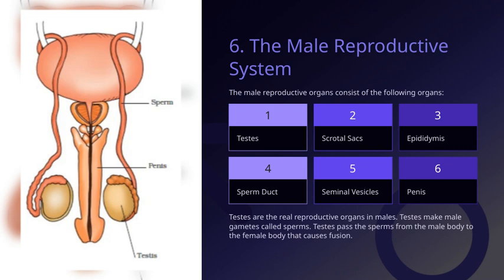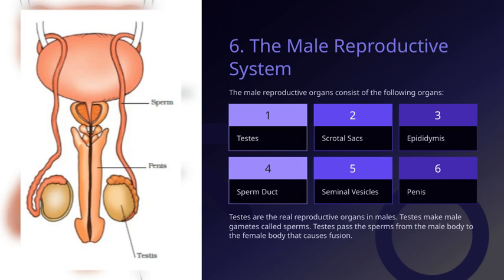The seminal vesicles are another important part. They produce a fluid that nourishes and helps transport the sperm. The epididymis is a coiled tube where sperm mature and are stored until ejaculation. The sperm then travel through the sperm duct, also called the vas deferens, to reach the penis, which is the external organ involved in delivering sperm during sexual intercourse.